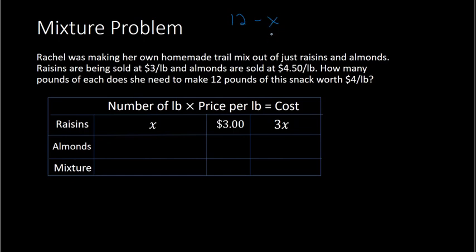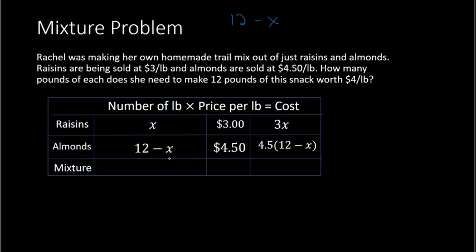For example, if we had 2 pounds of raisins, then we have 10 pounds of almonds, because 12 minus 2 gives me the 10. We don't know what X is, but we do know that 12 minus X would give you the amount of almonds. So almonds is 12 minus X, and the price is $4.50 per pound. So I multiply the $4.50 times 12 minus X to get the total cost over here.